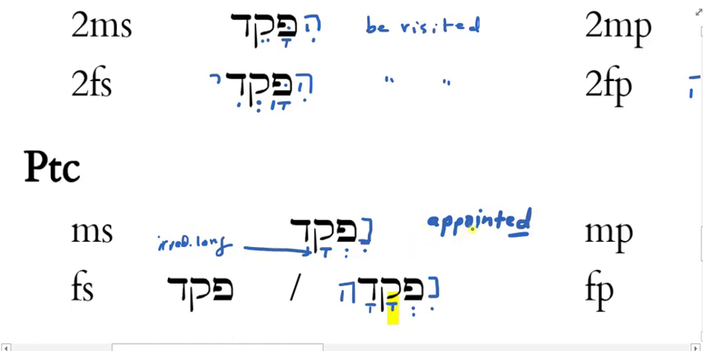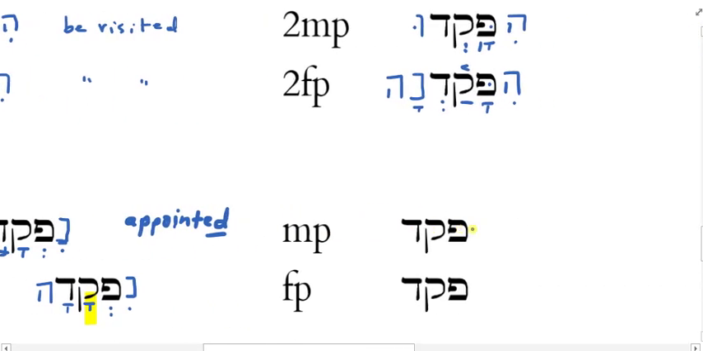Okay. Anyhow, the masculine plural form, nifqad, becomes nifqad what? Nifqadim. Okay? And I don't reduce the qamets. And the feminine plural is nifqad what? Nifqadot, right? Nifqadot. And again, I do not ever reduce the qamets. It's irreducibly long.